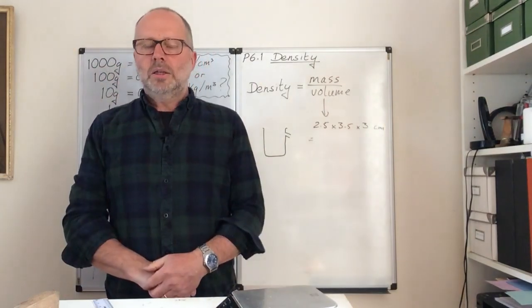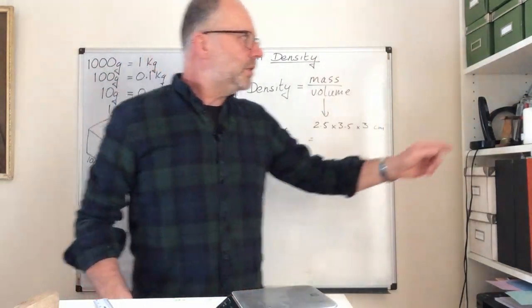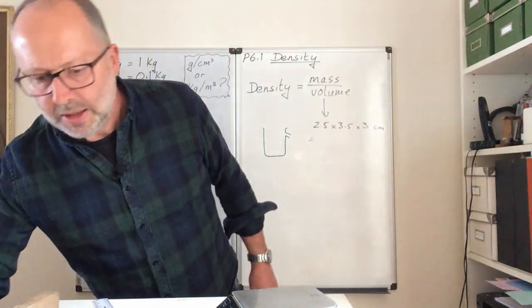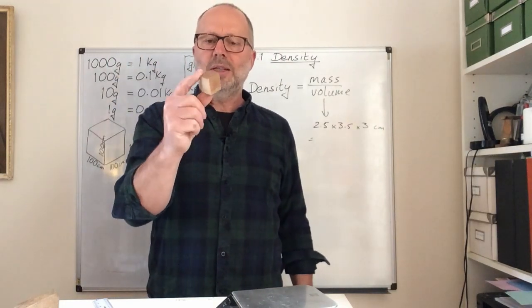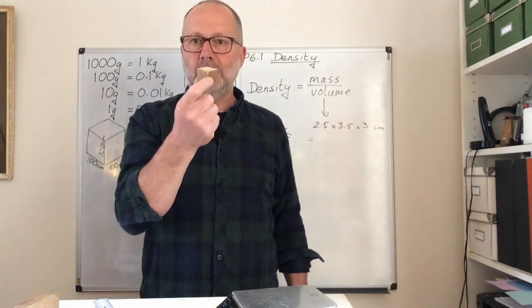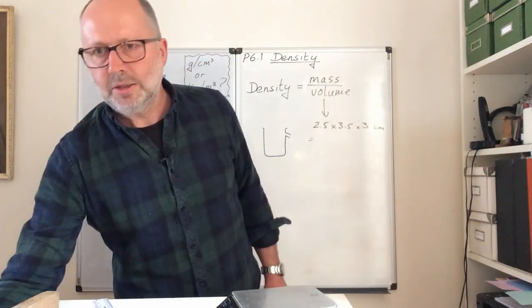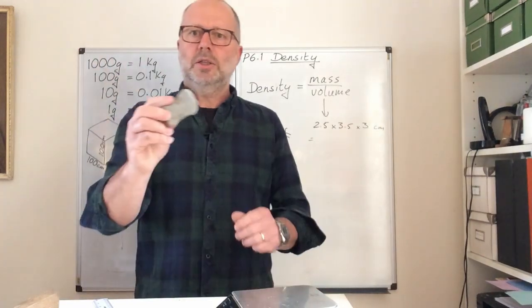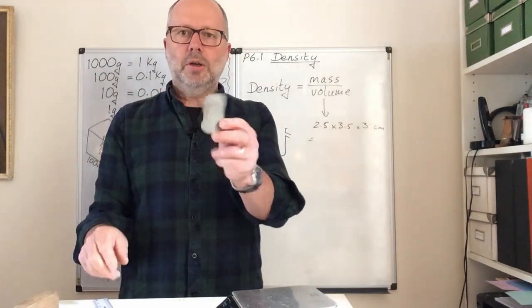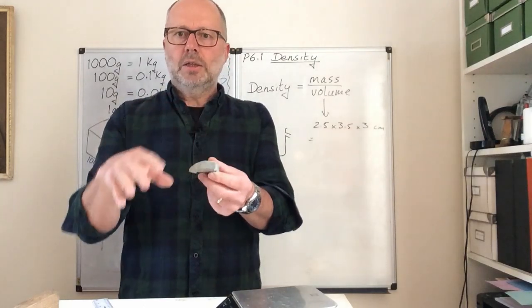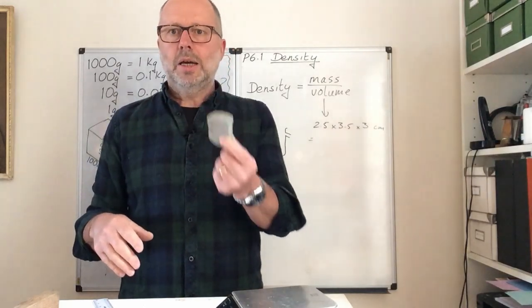Now, it was quite straightforward to find the volume of a regular shape like this, a rectangular shape. You can just measure things. Now if you had something of an irregular shape, like this stone here, it's not so easy to find the volume because you can't just measure the sides, because the sides are all uneven.